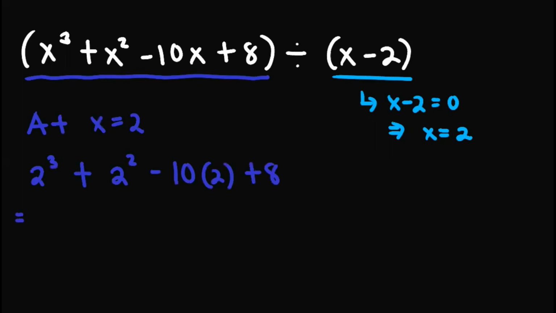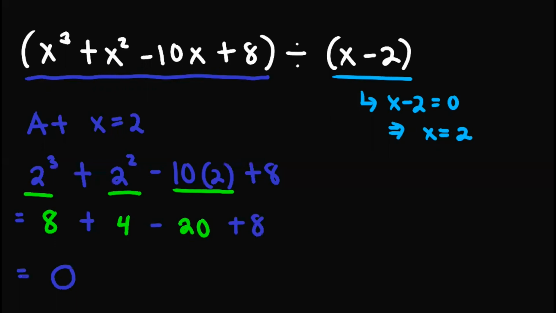Simplifying, first, 2 cubed will be 8, plus 2 squared will be 4, minus 2 times 10 will be 20, plus 8. Simplifying this, you can observe that this will be equal to 0. So the remainder when we divide x cubed plus x squared minus 10x plus 8 by x minus 2 is 0.